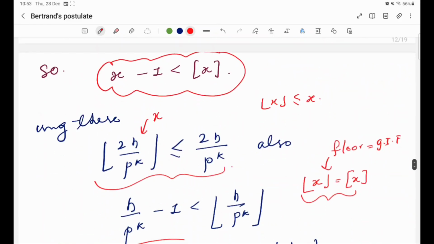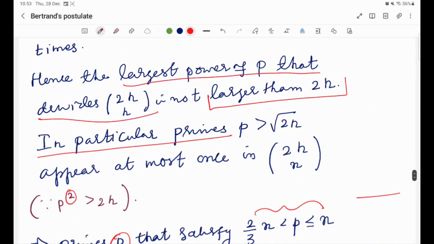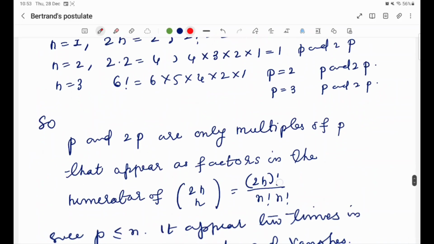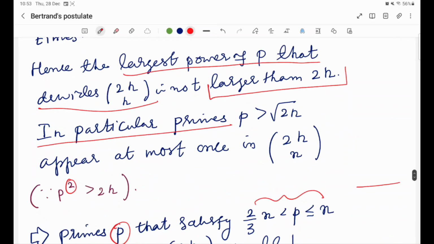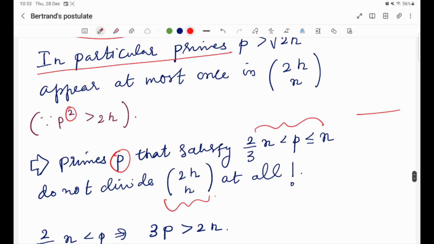Okay, so in the next part we will prove the fact that in between 2 by 3 n and n, there is no prime factor of 2n choose n. Thank you.